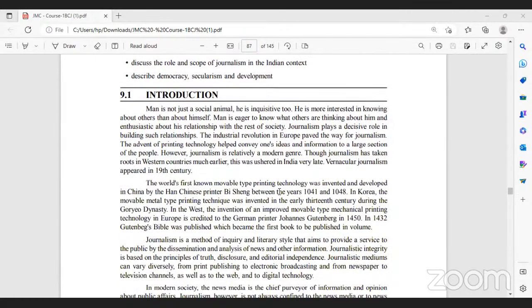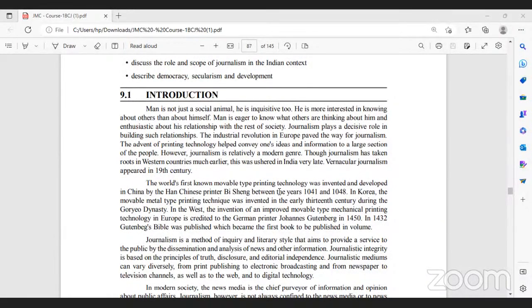So let us begin. As we understand, we are social animals. We cannot imagine our life without communication, and we are always very keen on knowing information. So journalism is also one form of communication, where it plays a decisive role in building better relationships. If you go back to the industrial revolution in Europe, it paved the way for journalism.